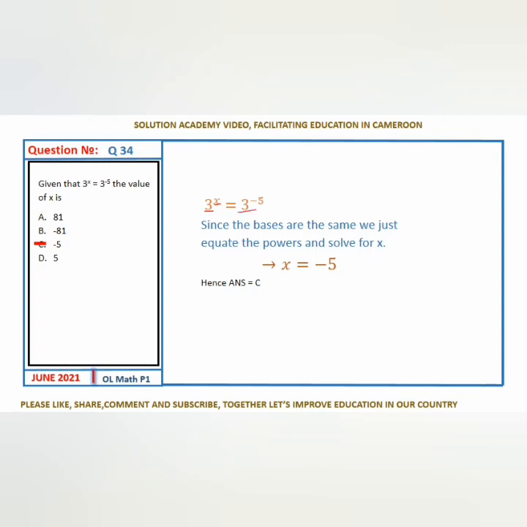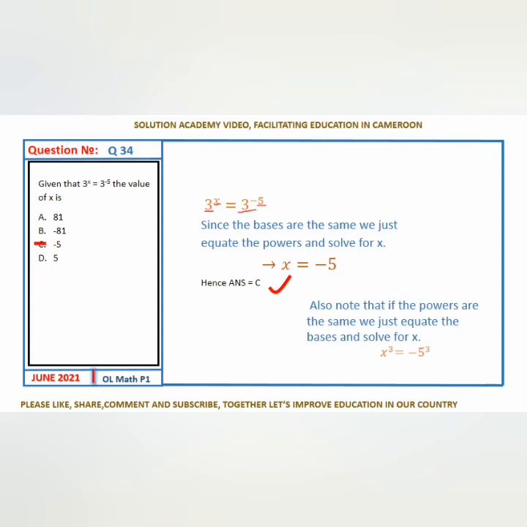So whenever the bases are the same, 3, 3, we simply equate the powers. Okay, this is just a remark, so our answer is C, but let me make a remark. You have to also note that if the powers are the same, we have to equate the bases as well and solve for the unknown.